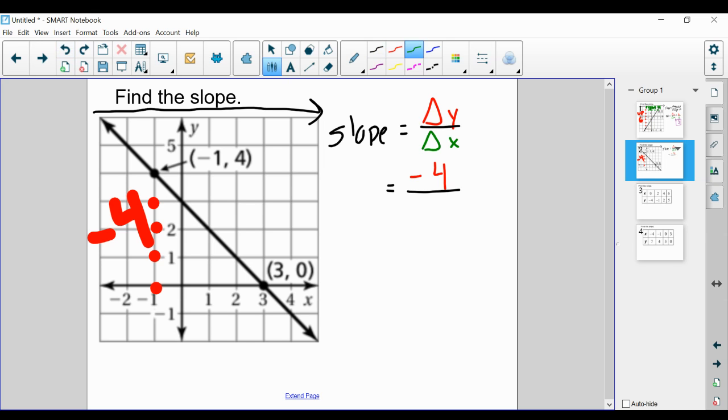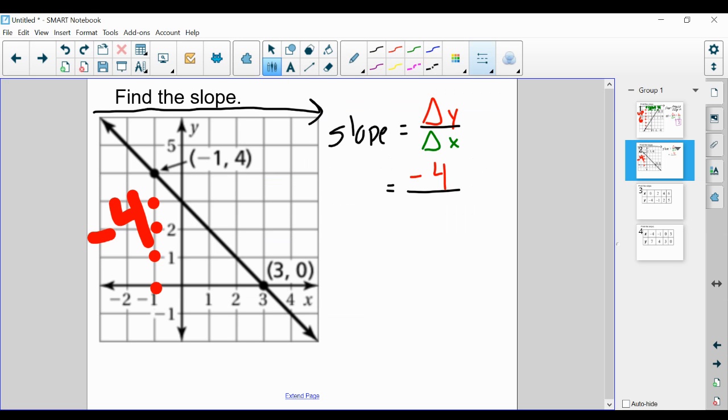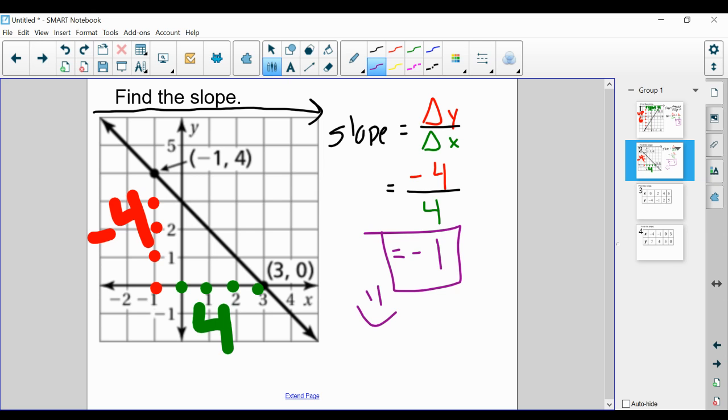So now we want to figure out, okay, how many units do we need to go to the right to get back on that line? Well, we go 1, 2, 3, and 4. So we go 4 to the right, which means that the change in x is +4 because we're going in the positive direction on that x-axis. Well, we can simplify -4 divided by +4. It's going to be equal to -1. Therefore, our slope is going to be -1.